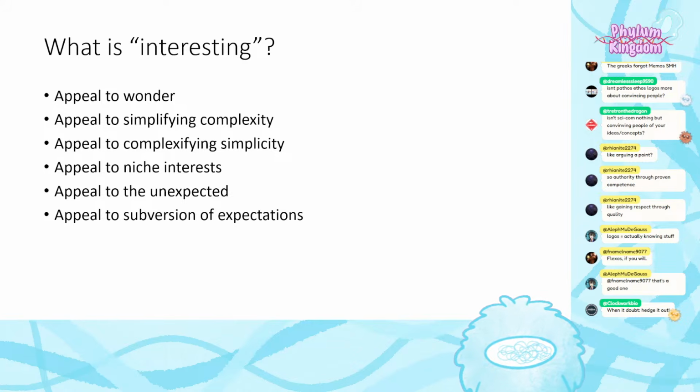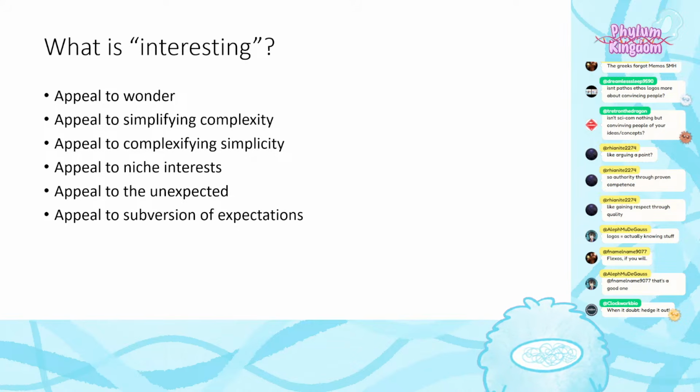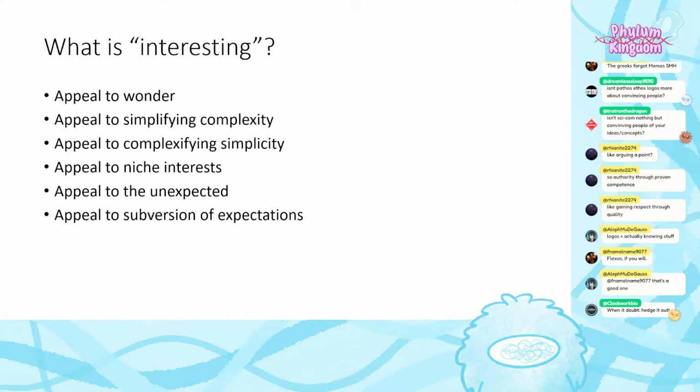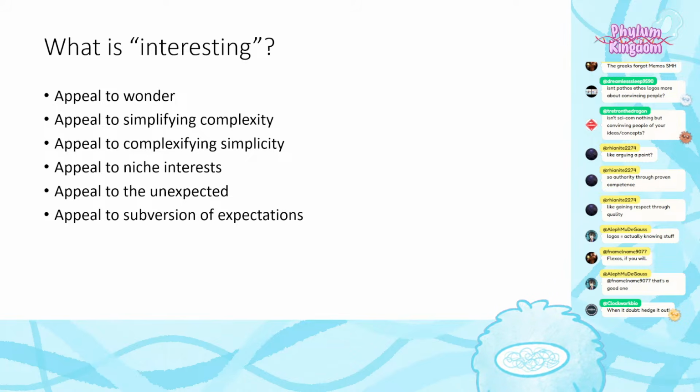So what is interesting? So you can appeal to wonder, right? There's huge ideas out there that are worth thinking about, and so those have a wondrous appeal. Simplifying complexity: if you say up front, inside an LLM, something very complicated to understand, I'm going to break it down for you, right? That's an appeal. Complexifying simplicity: something that people take for granted all the time, I don't know, like the secret chemistry behind water or something, right? Something that you assumed was very boring, and then I'm going to make it interesting for you.